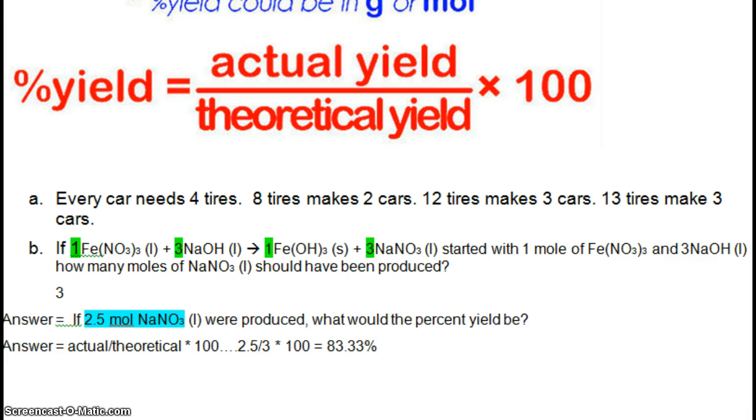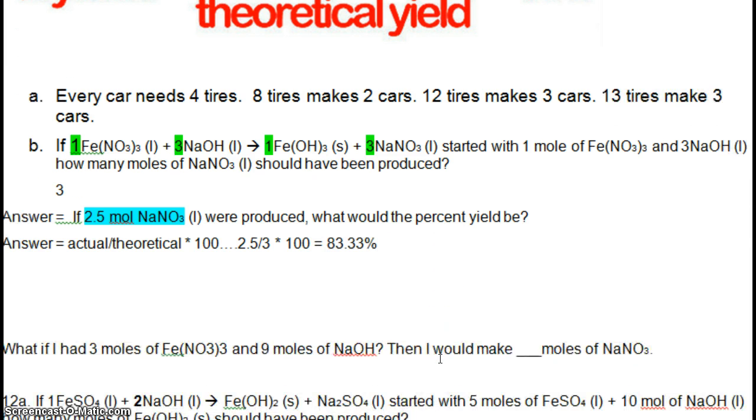83.33%. Now, if it was perfect, what percent would it have been? It would have been 100% if it was perfect. But it's not perfect, but 80% is pretty good. All right, let's do another one.